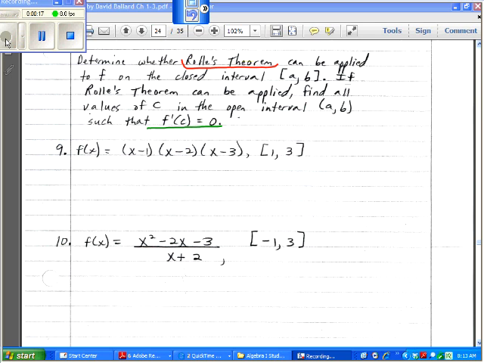Rolle's theorem says really this: if f of one endpoint A is equal to f of the other endpoint B, and we have a closed interval, and it's differentiable, then there must lie at least one value C such that f prime of C equals 0. In other words, there's going to be a critical number within that closed interval if the function values at the endpoints are the same. Okay?